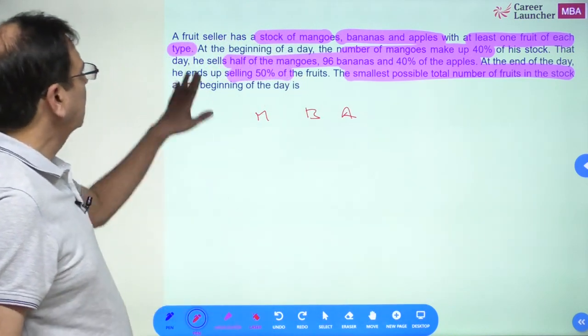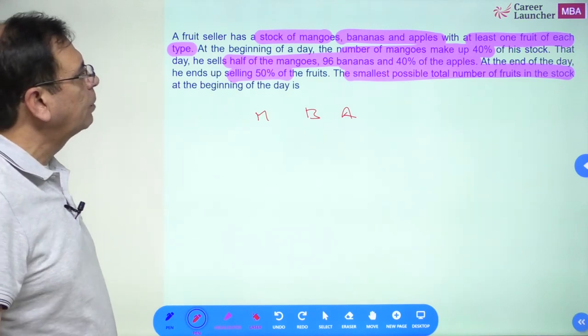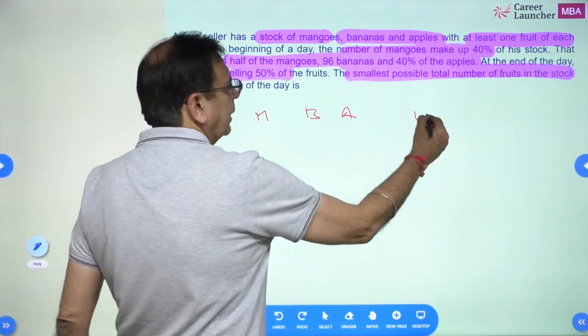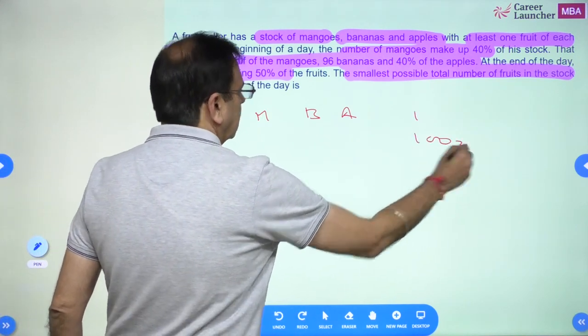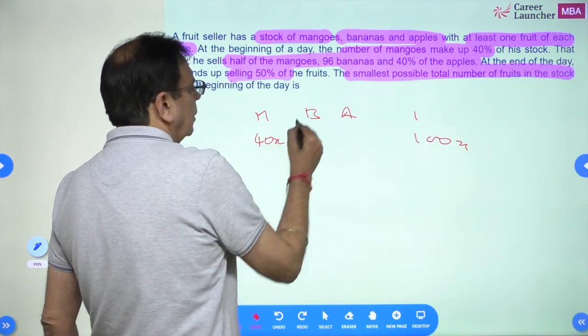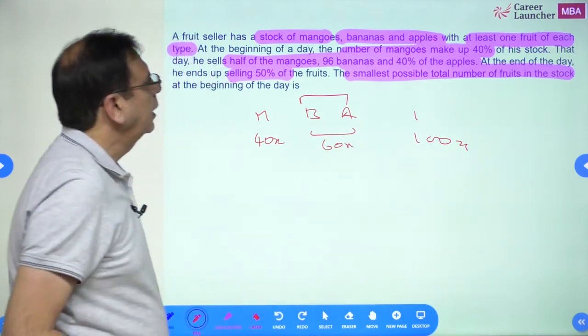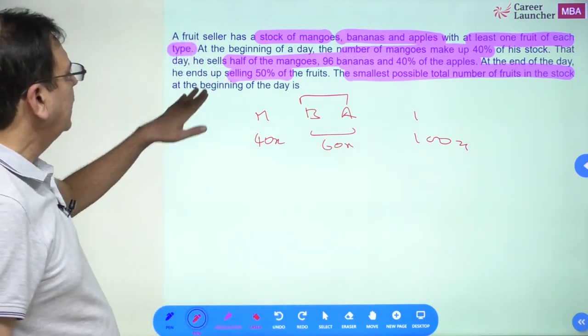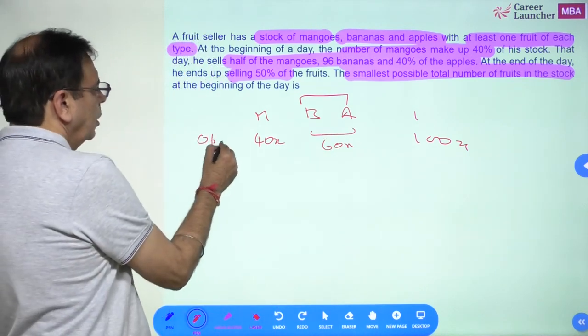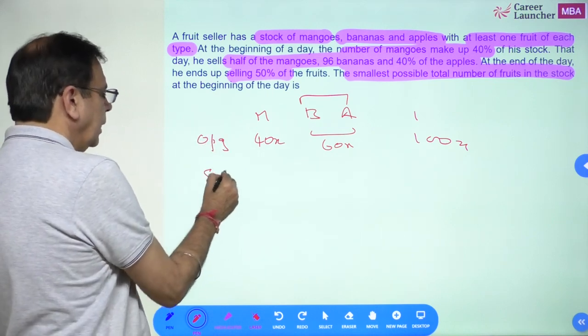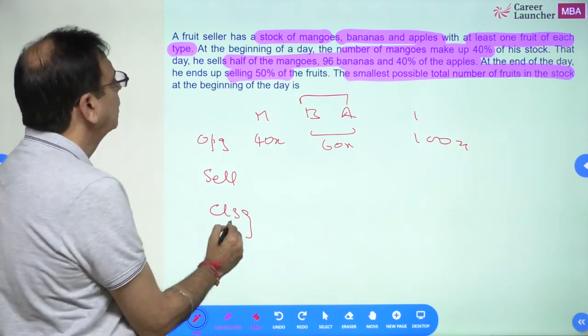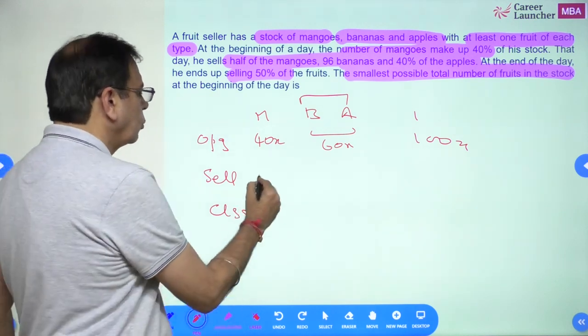Okay. With at least one fruit, at the beginning the number of mangoes make up 40% of the stock. So if there are 100x out here, this is going to be 40x. These two are going to be 60x. Right? Okay. That day he sells, so this is the opening stock, and then he is selling something, and he has a closing stock. That day he sells half the mangoes, so 20x ये निकल गए.